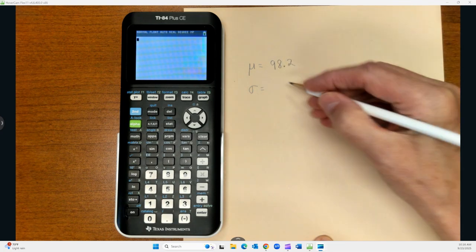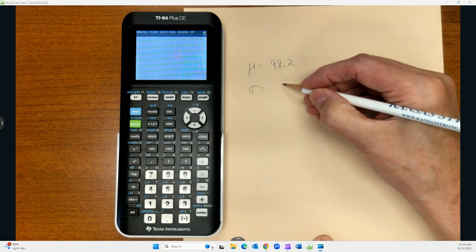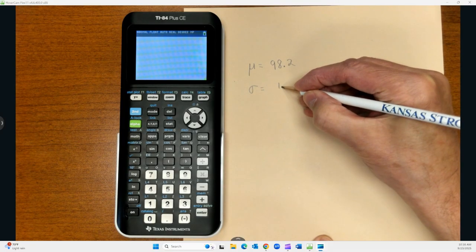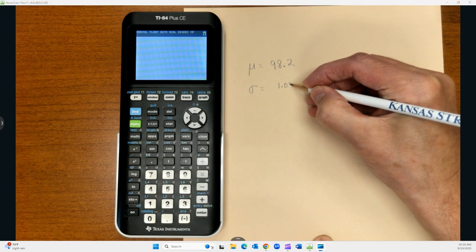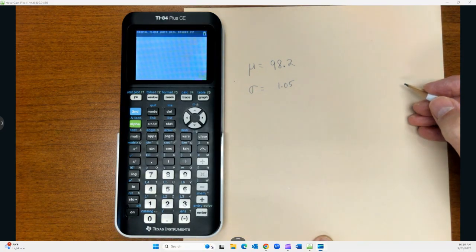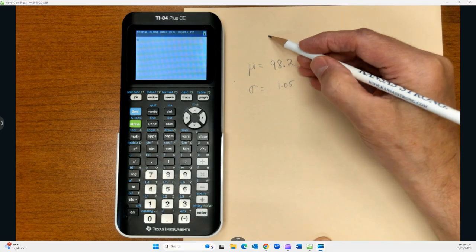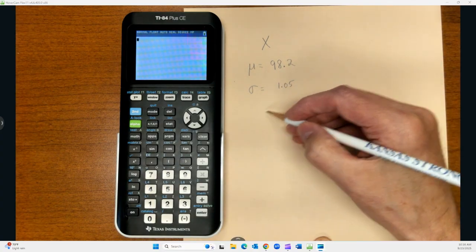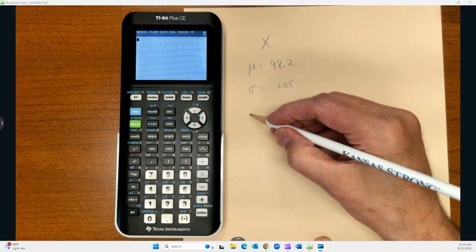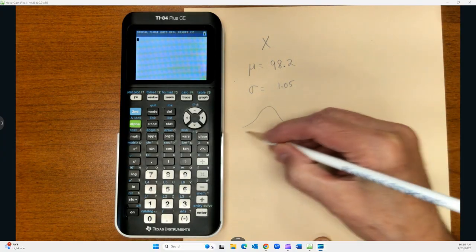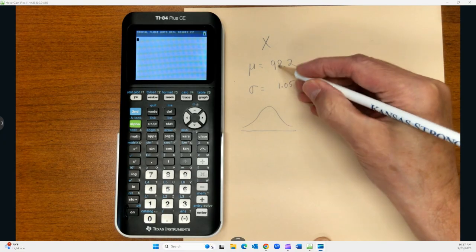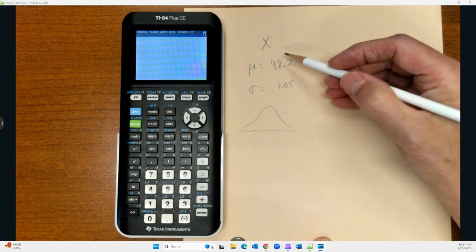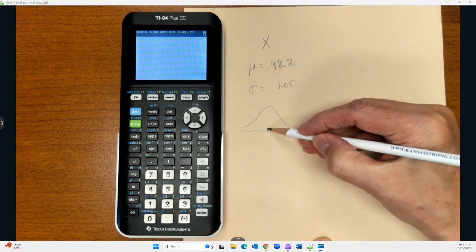But we're going to work with some other distribution, and let's say 98.2 is the mean, and 1.05 is the standard deviation. And we want to know for this normal random variable the probability of getting some value from this distribution. Let's say it's something to do with temperatures. So what's the probability?